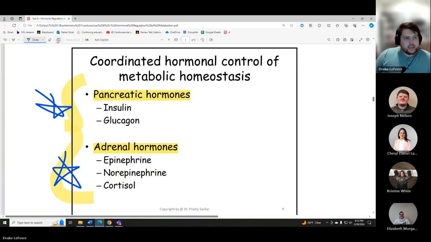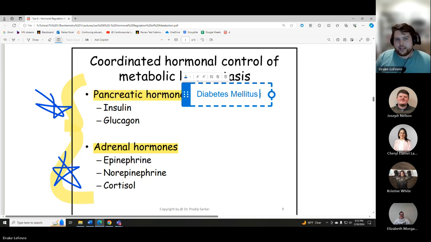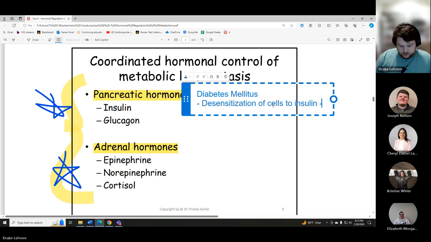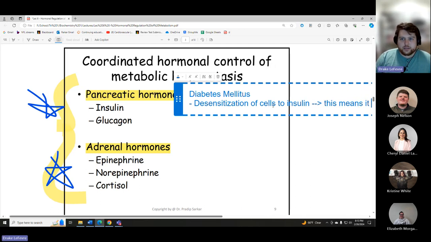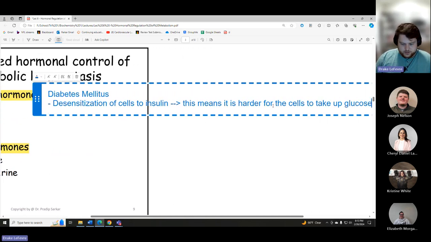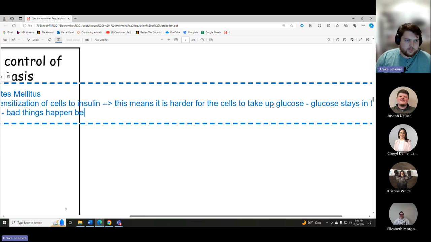Hopefully all of us know the disease concerning insulin is diabetes mellitus, right? Or as some people will pronounce it, diabetes mellitus. I don't know which is technically correct, but it's fun to say. So diabetes mellitus is actually a desensitization of cells to insulin. This means it is harder for the cells to take up glucose. Glucose stays in the blood. Bad things happen because of that.